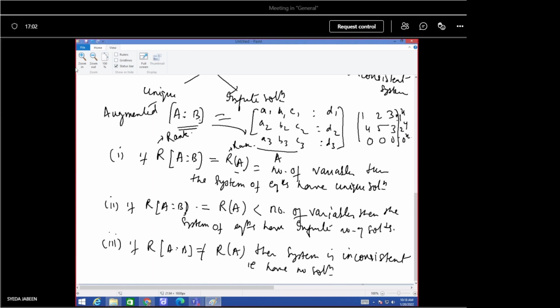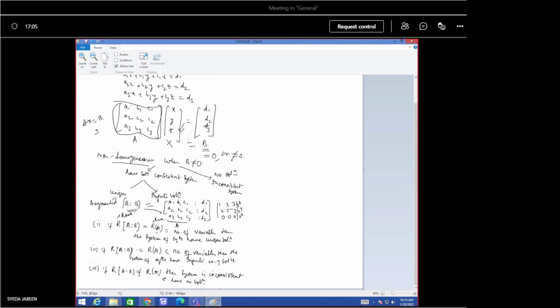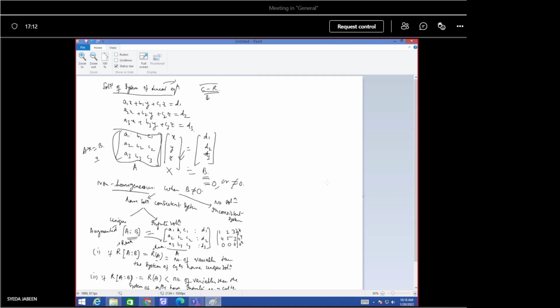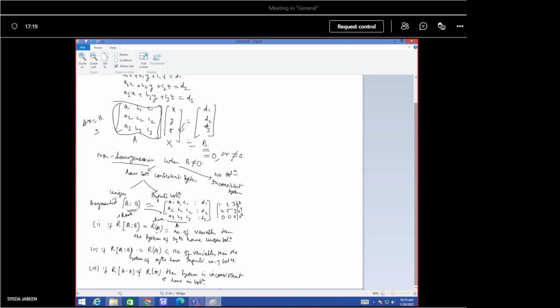Please scroll down once. Can you explain why, if the rank of the augmented matrix is equal to the rank of A, they have a unique solution? Yeah, because in order to get the solution, this determinant should not be equal to 0, as you used to study in Cramer's rule also. Yes, ma'am. So when the determinant is not equal to 0, that means the number of equations will be the same as the number of variables. So in that case, you will get a unique solution.